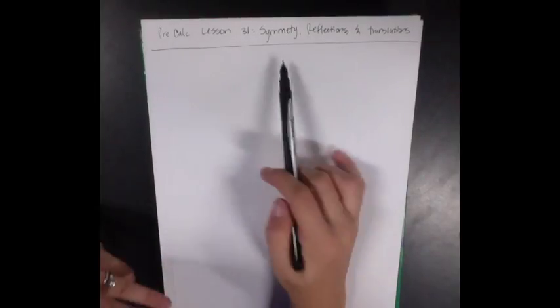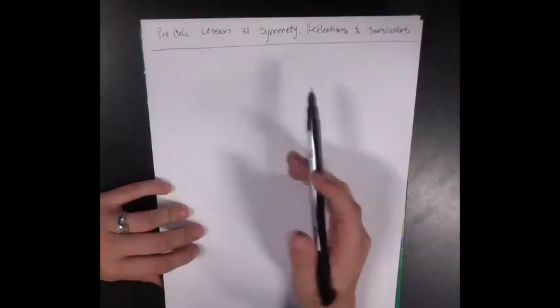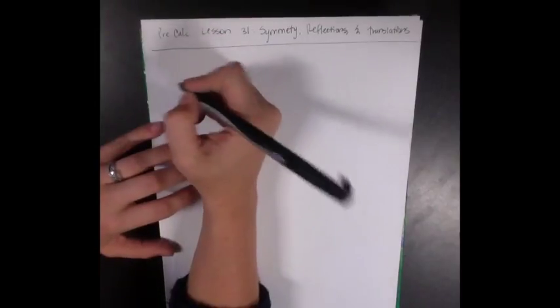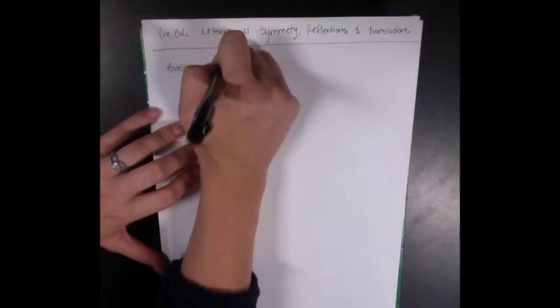Hello everyone. Today we have Pre-Calc Lesson 31, Symmetry, Reflections, and Translations. This all has to do with functions and graphs of functions. We will actually be doing this more in depth when we get to trig functions, I think it's lesson 80 something. But right now we're just going to do it with our basic functions. So let's talk about just basic symmetry.